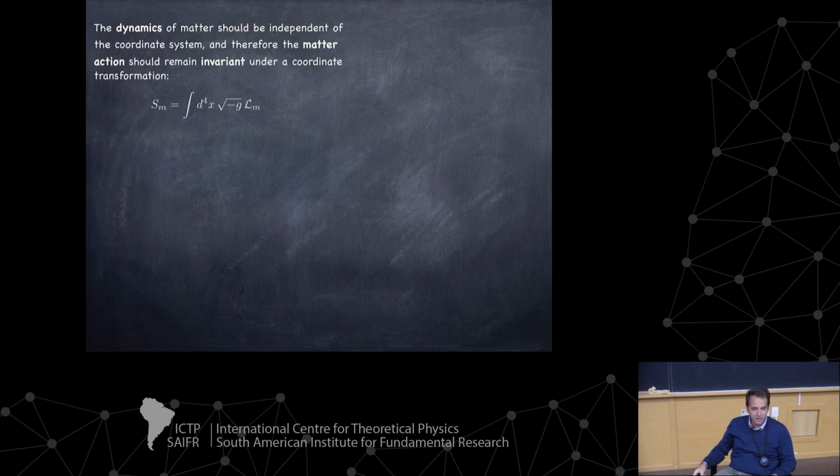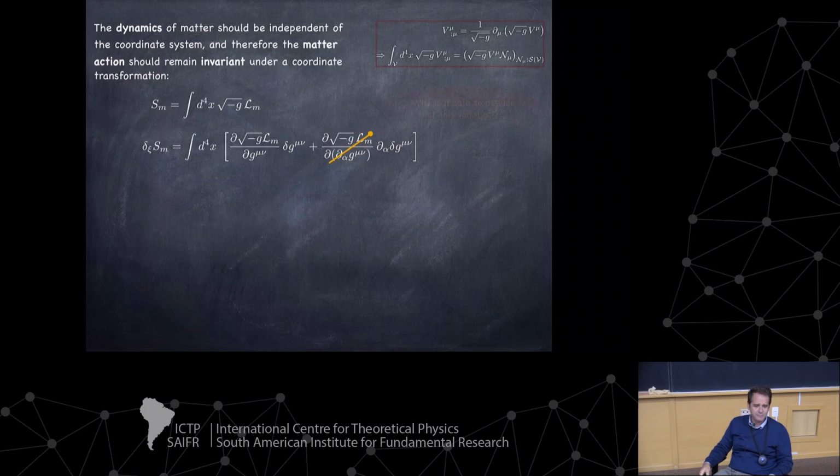So let's assume we have a matter action in 4 dimensions here, of course. We have to have a square root of minus g for the volume factor, with some matter Lagrangian here. And let's say that we demand that the matter action should remain invariant. What happens when we change the action here by that delta g of the previous slide, which is generated by a coordinate transformation here, okay?